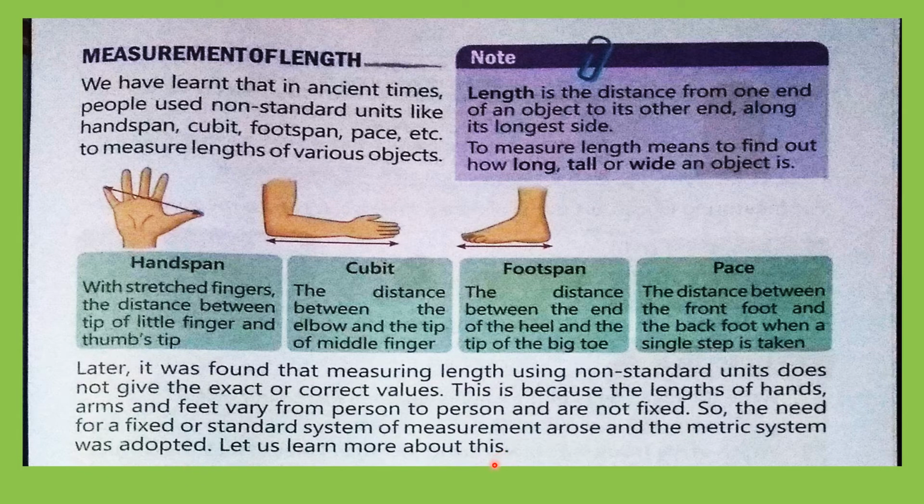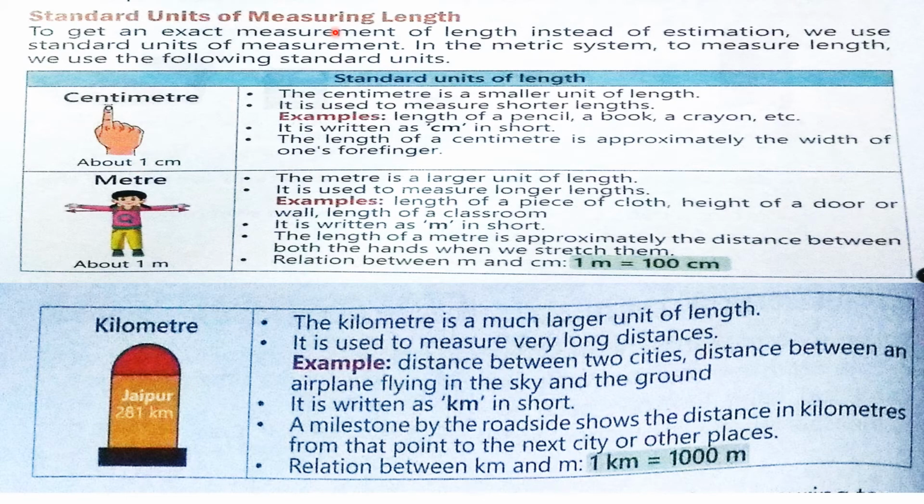So here we will discuss the metric system. So let us learn more about this. Here you can see the standard units of measuring length. So you know what is length? The distance between two points, or the distance between the two ends of the object. So to get the exact measure of length instead of an estimate, since when we use handspan and cubit we are estimating the length of the object, here we will get the accurate measurement.